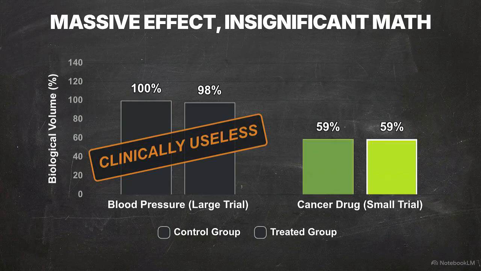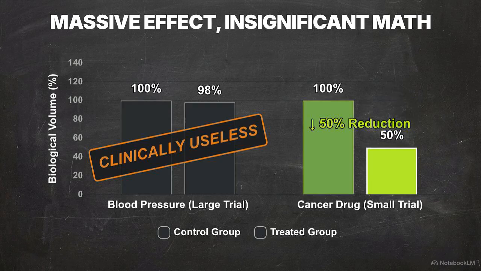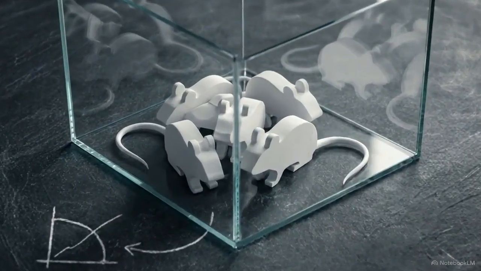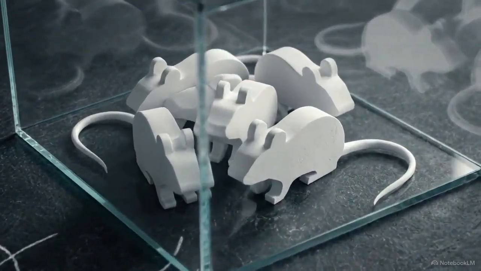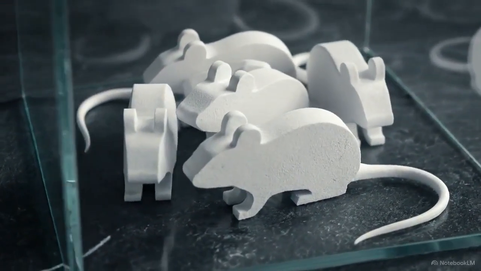But on the right side of the screen, we see the inverse scenario. A cancer drug trial demonstrates a massive 50% reduction in tumor size, yet the p-value is 0.12, mathematically not significant. This 50% reduction yields a non-significant p-value because the experiment only used 5 mice. It lacked the statistical power to verify the effect.